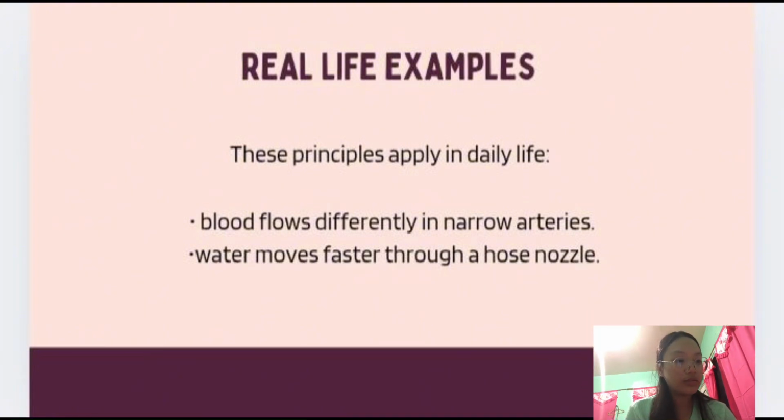The second one is that water moves faster through a hose nozzle. If you tighten your hose nozzle, the flow of water is fast, and because it is fast, its pressure is low. And if you loosen your hose nozzle, its pressure is high, that's why the flow of water is slow.